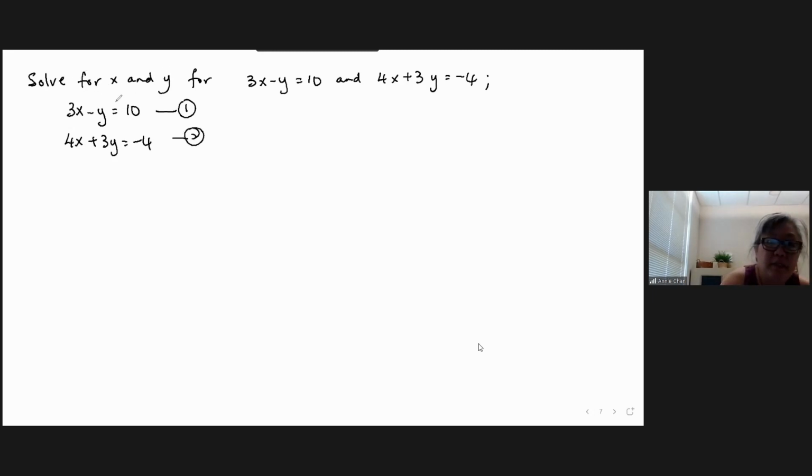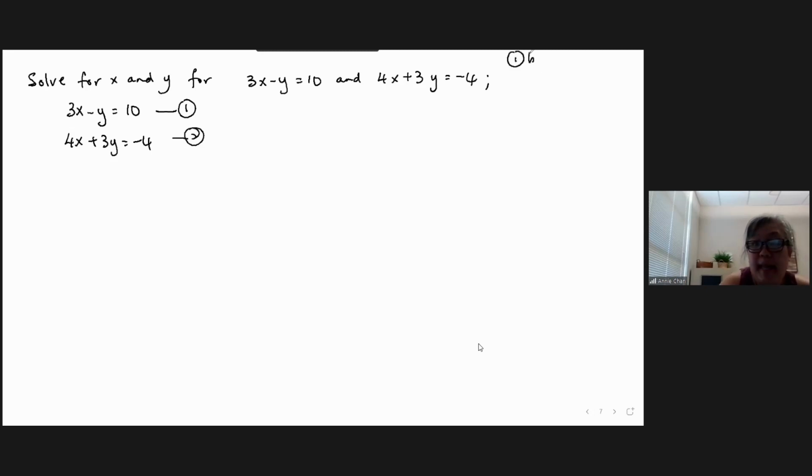When I say solve for x and y, that means I want to know what is the x value and what is the y value. Because I need to know the answers for 2 variables, I have to give you 2 equations. If I have 3 variables that I need you to find, I will give you 3 equations, which thankfully you're not doing. So there's 2 ways of doing this.